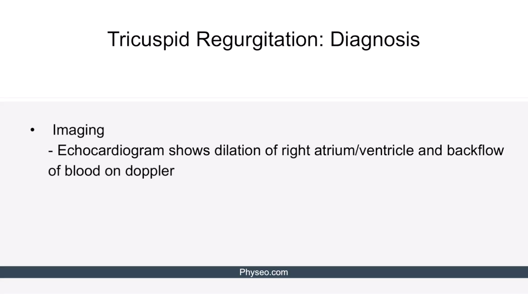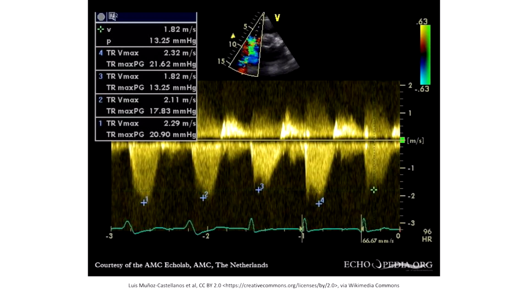Diagnosis is confirmed by echocardiogram, which can demonstrate dilation of the right atrium and right ventricle, usually present as well. This will be accompanied by backflow of blood on Doppler across the incompetent valve. Here's an image showing how tricuspid regurgitation looks in an echocardiogram. Hopefully you can appreciate the regurgitant blood flow on Doppler via the tricuspid valve right here.